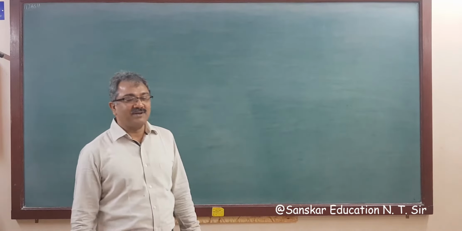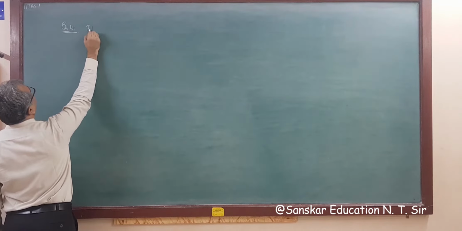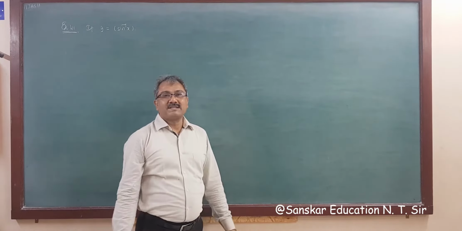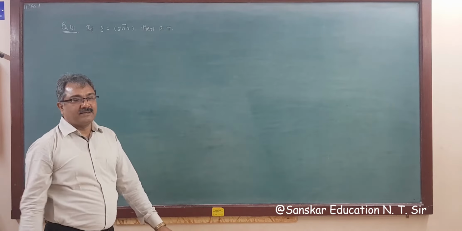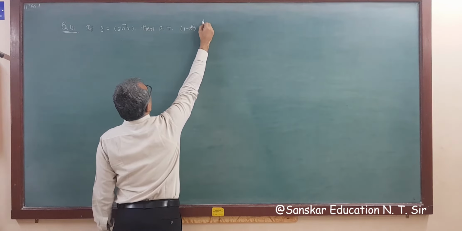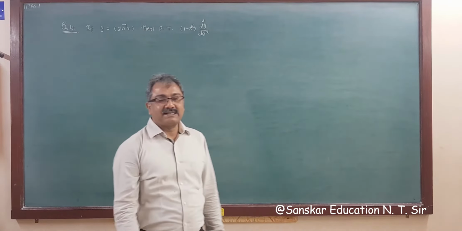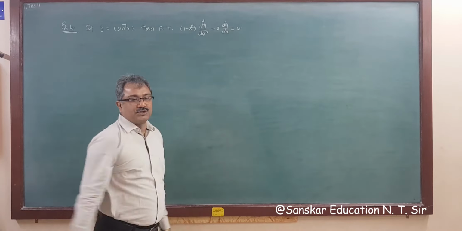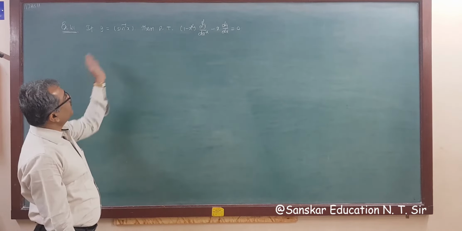Today we are starting with example number 41, right? Given that if y is equal to sine inverse x, then prove that (1 minus x square) into d square y by dx square minus x dy by dx is equal to 0. So we have to prove this.